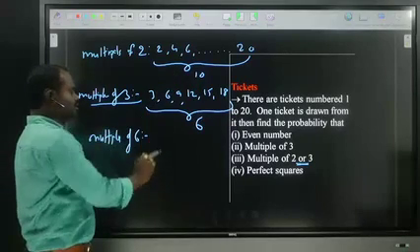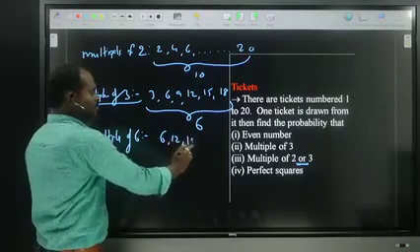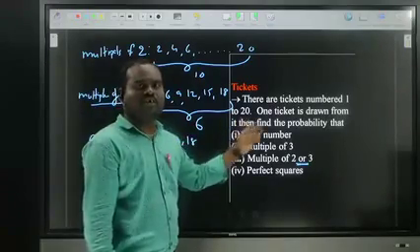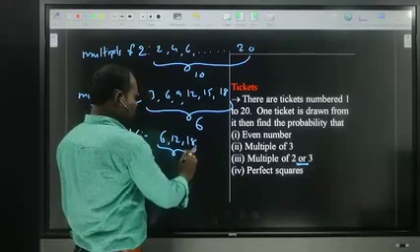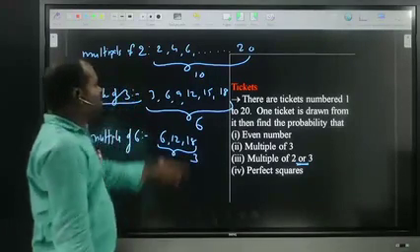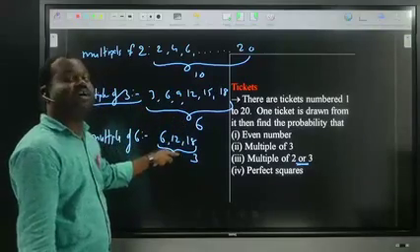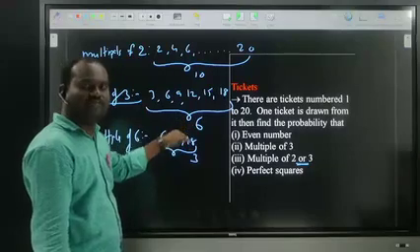In this range only, multiples of 6: 6, 12, 18. Next would be 24, but tickets are up to 20 only. That's why only these 3. So 10 plus 6, 16, minus 3 because of repetition.